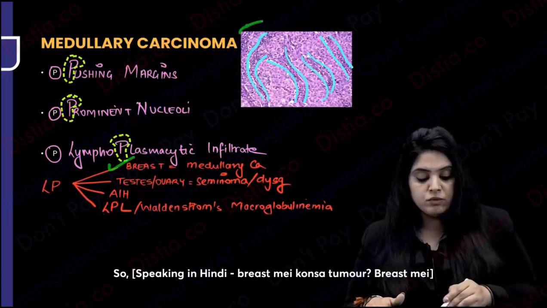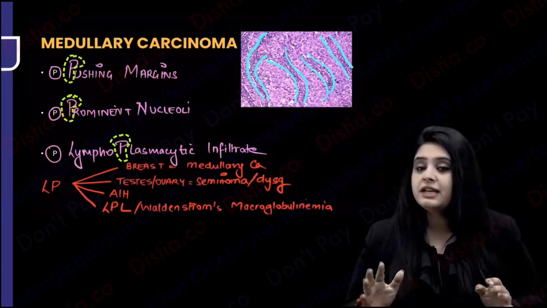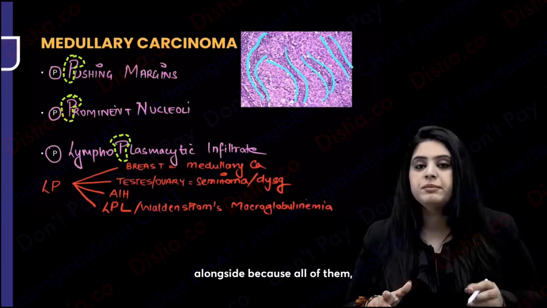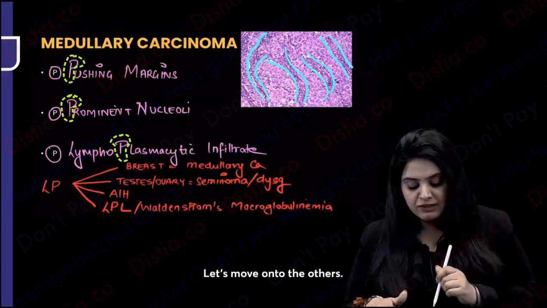So in the breast, which tumor? In the breast, it is going to be the medullary carcinoma. It has a bad prognosis. I'm not telling you the prognosis alongside, because I'm going to make a table in the end and tell you the prognosis. Okay, let's move on to the others.